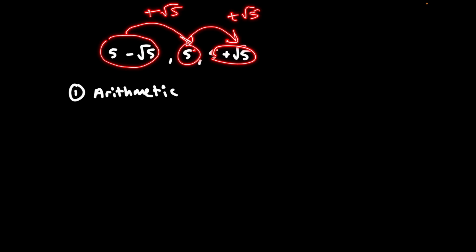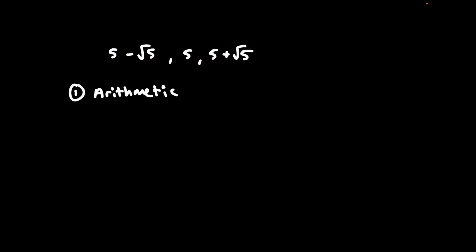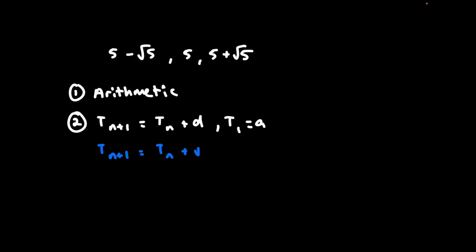So our common difference here is root 5. Second, what is our recursive rule? The recursive rule for this question is in the form Tn plus 1 equals Tn plus d, where the first term is equal to a. So when doing this, we know all our common differences as well as our first term. So let's just write it. It's just Tn plus 1 is equal to Tn plus square root 5, where T1 is simply equal to 5 minus root 5.